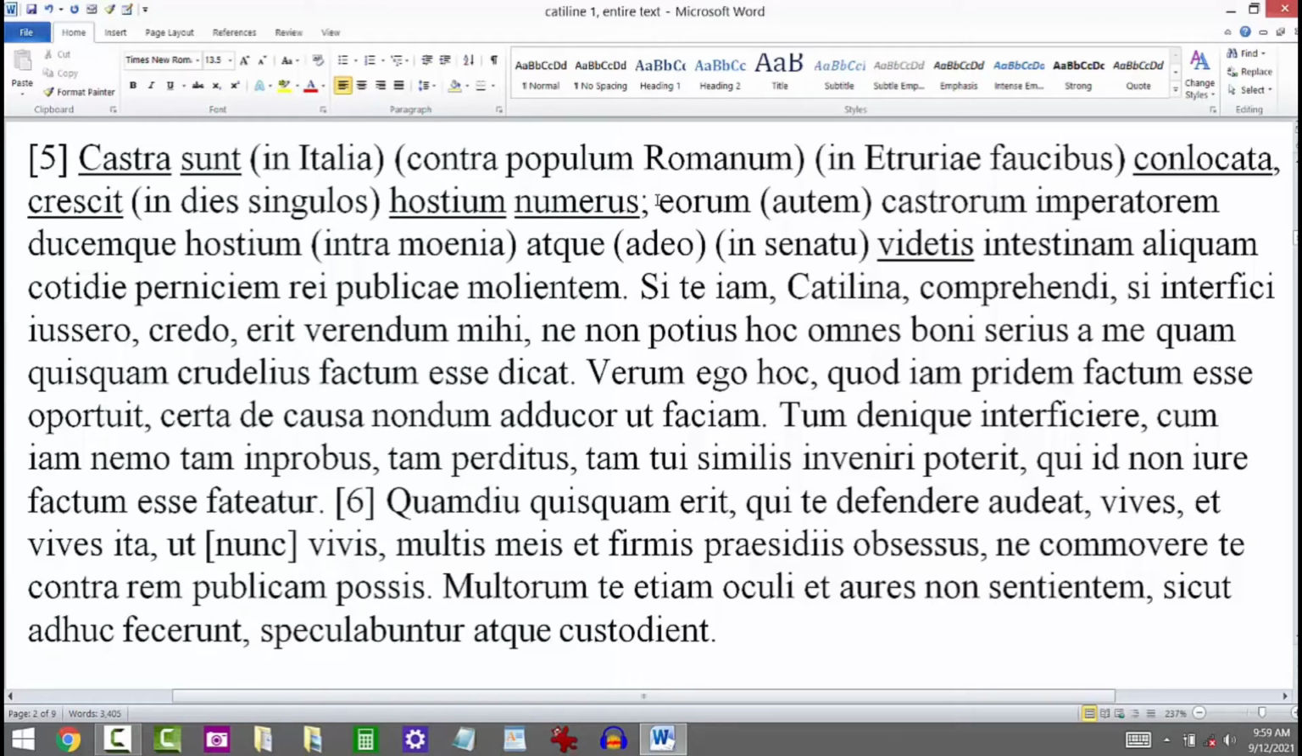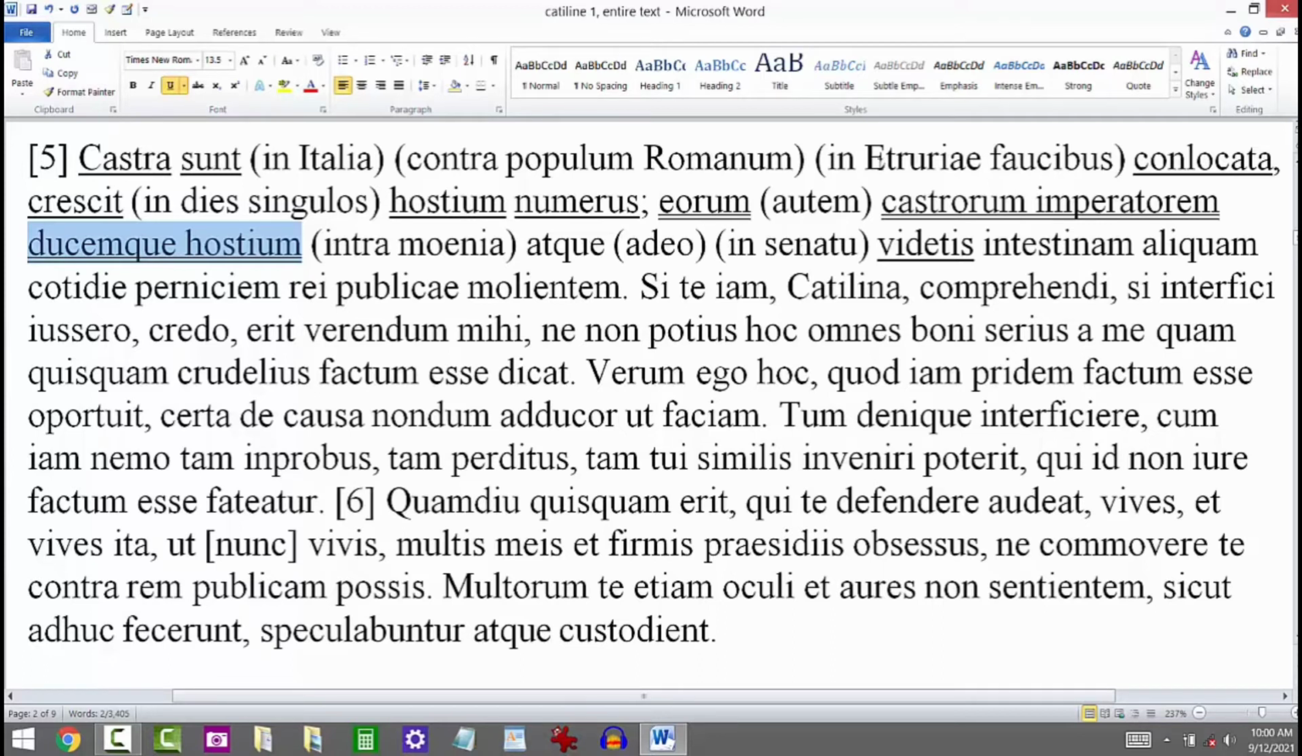You see the imperator, the, if you will, emperor, although he's not literally one, the ruler of this camp, and et ducem hostium, and the leader of the enemy, within the walls, intra moenia. Remember, community, when you share walls, communitas, atque adeo in senatu, and further, in the Senate.